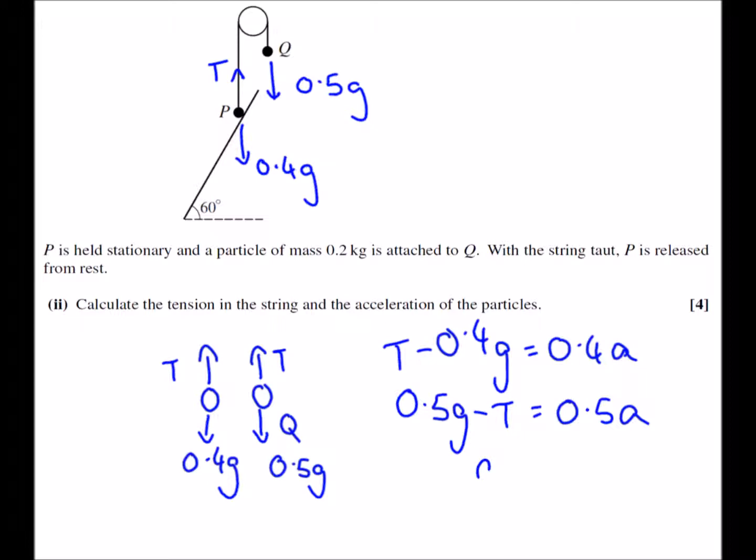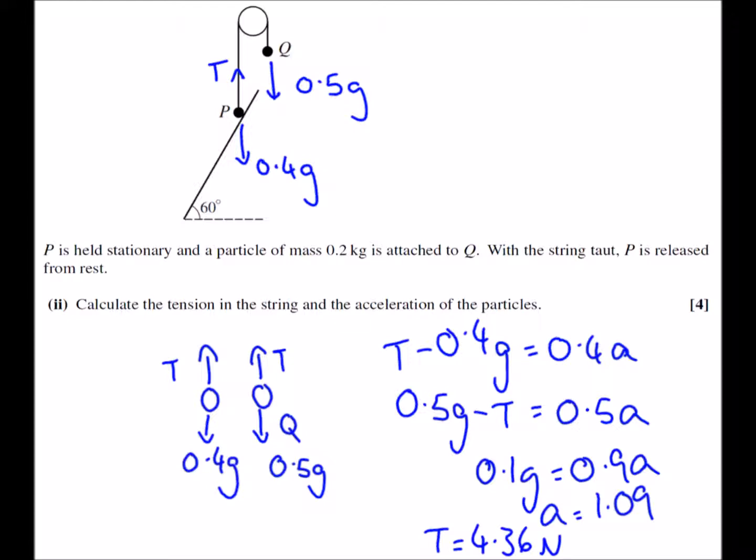And then because we've got one T in each equation, we can just add our equations. We'll get 0.1 G, and that is equal to 0.9 A. So I can say A is equal to 0.1 G divided by 0.9. So I get A as being 1.09 to three significant figures. And then to find T, I just substitute that back into one of my earlier equations. I get my tension as being 4.36 newtons. And that's the end of the question.